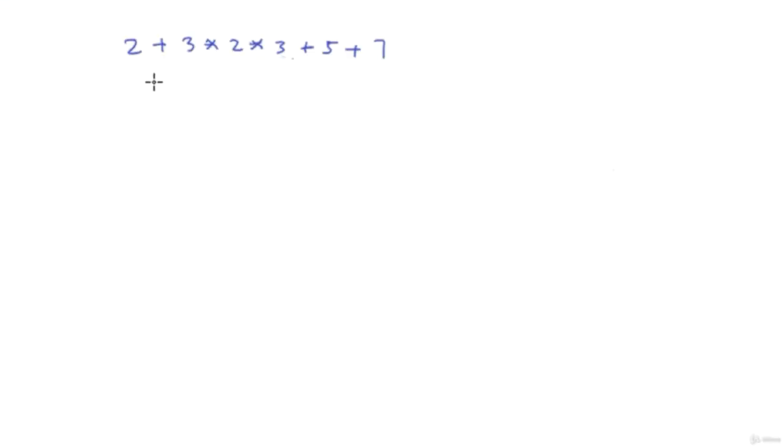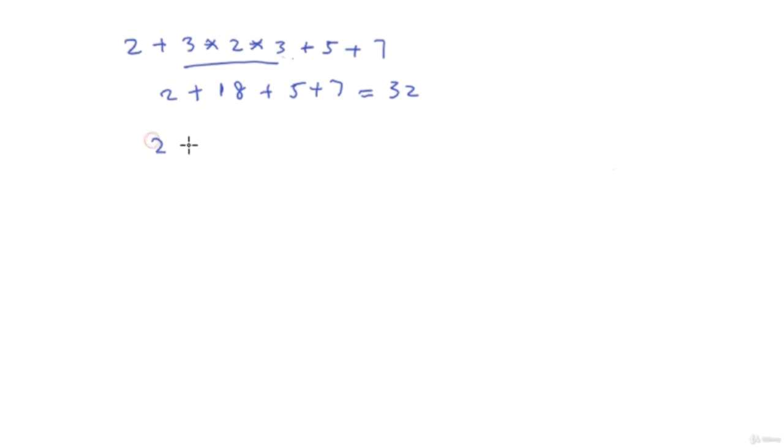Now let's look at this arithmetic expression. This expression does not have any parentheses. So the priority of calculating this is by default. So it would do this multiplication first. This is 18. After that, it does all this addition. So 20, 25, 32.